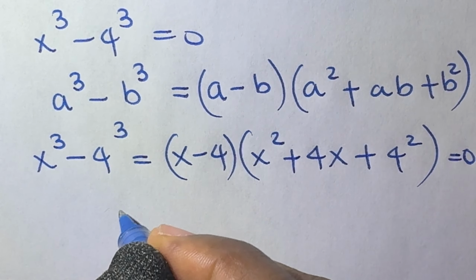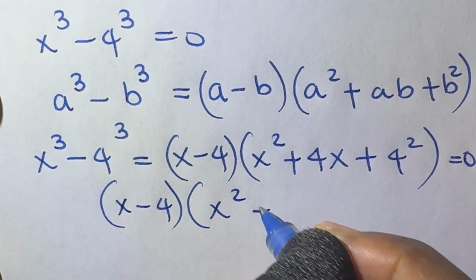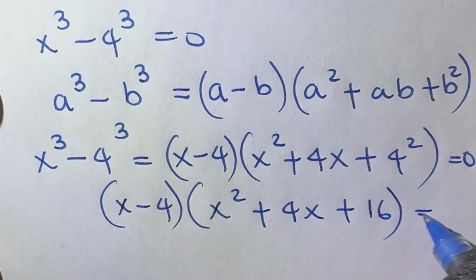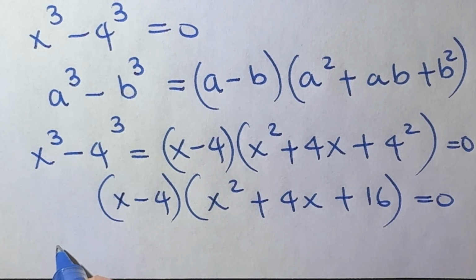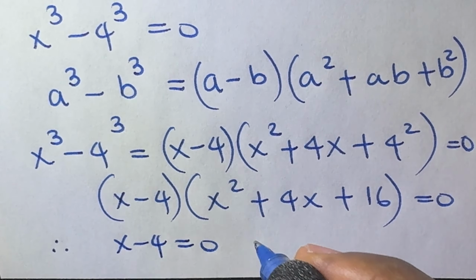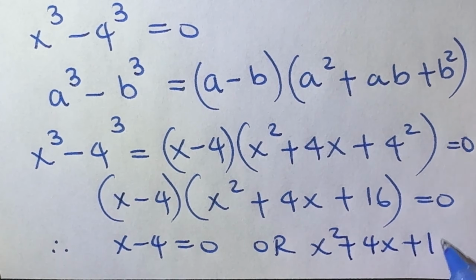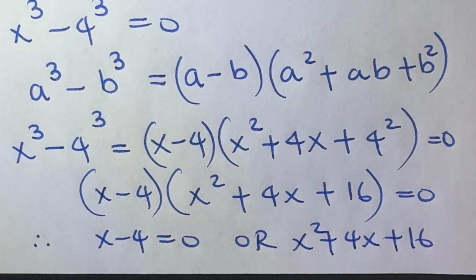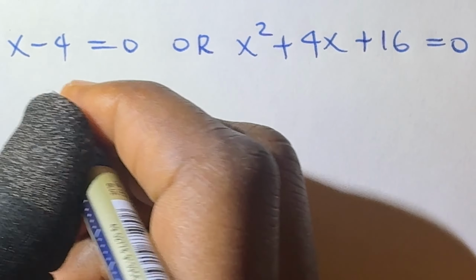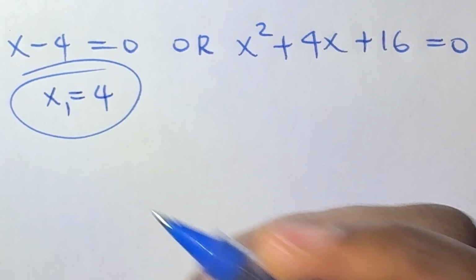So let's tidy this up. x minus 4 into bracket x squared plus 4x plus 4 squared, which is 16, is equal to 0. Therefore, either x minus 4 is equal to 0 or x squared plus 4x plus 16 is equal to 0. For this part, we can solve for x, which is going to give us 4. This is the first solution to this problem.